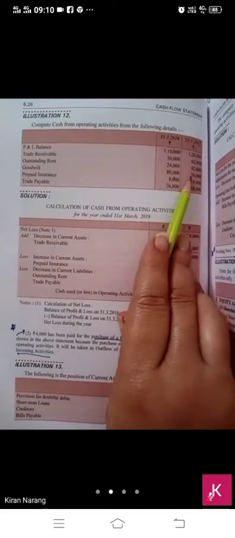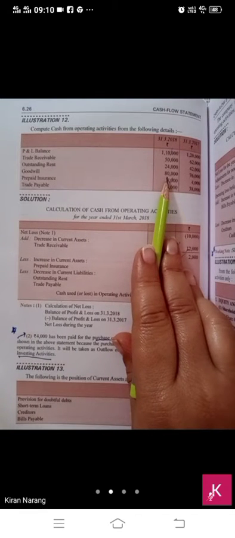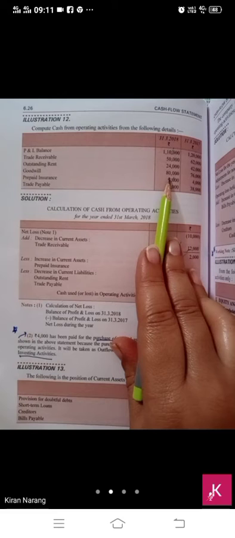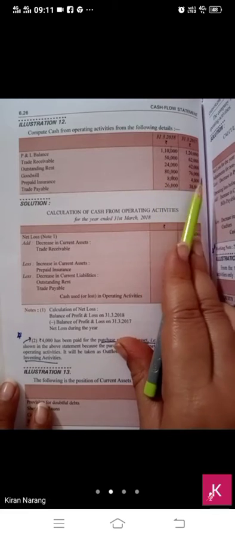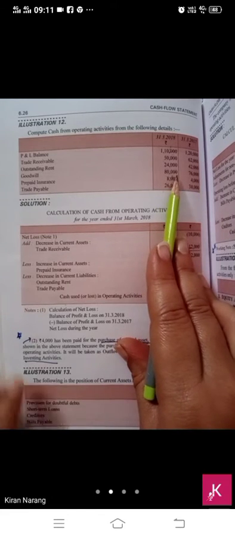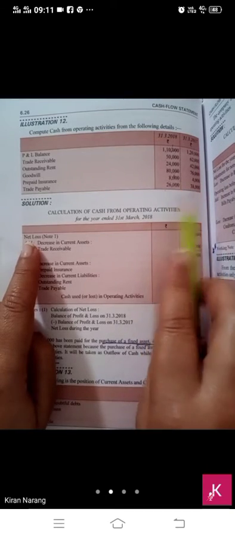Then goodwill, it is not written off, goodwill is increasing. 76 to 80, this is a purchase of goodwill, it will not be shown in operating, it will be shown in investing. Only goodwill written off we record here. If goodwill is increasing, we will not record it here.